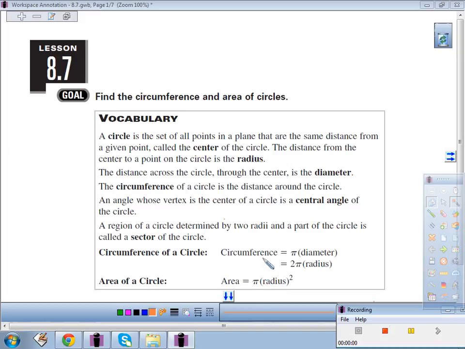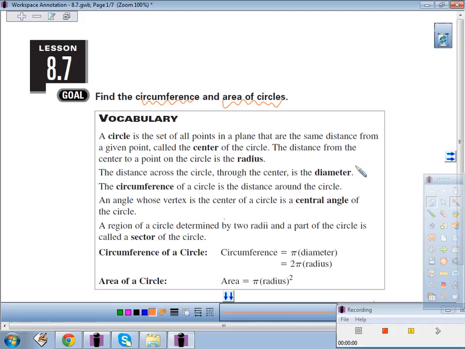Lesson 8.7. The goal is to find the circumference and area of circles. So thus far in Chapter 8 we have learned about squares and rectangles, parallelograms, rhombuses, triangles, and trapezoids. Now we want to talk about how to calculate the area of circles as well as the circumference.